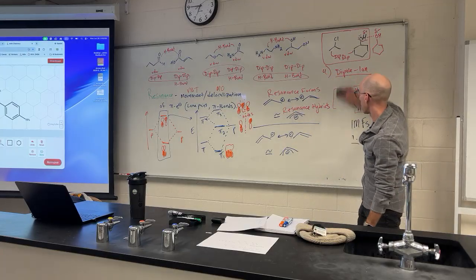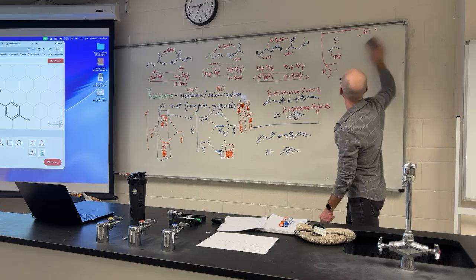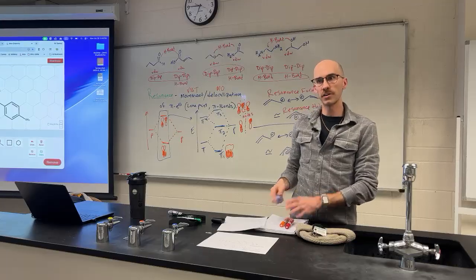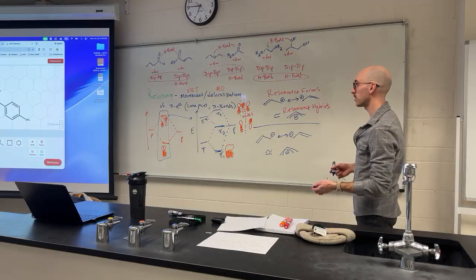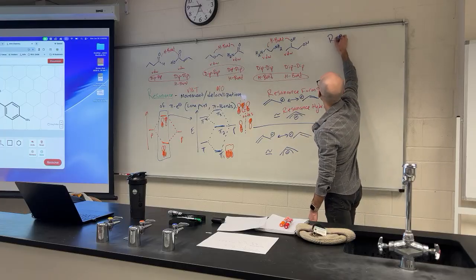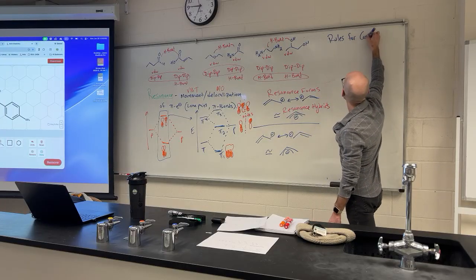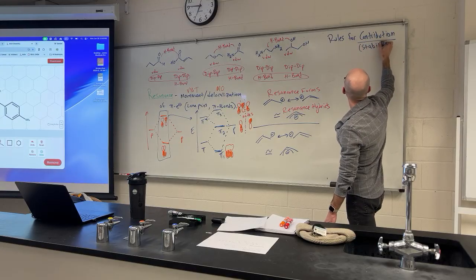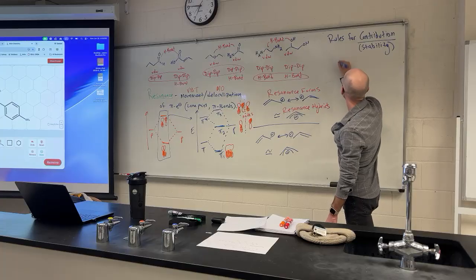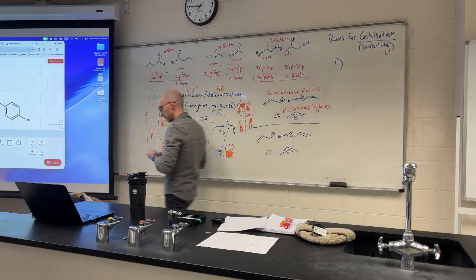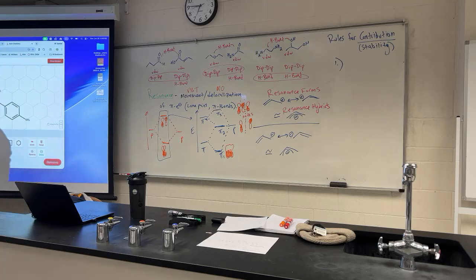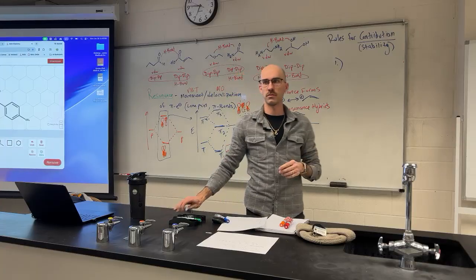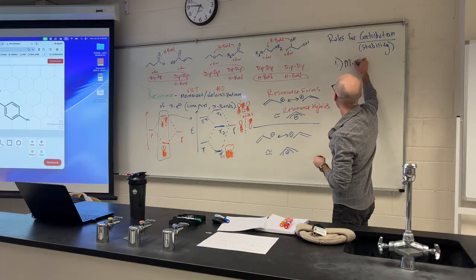Not all resonance forms are equal to each other. So we have rules for ranking and understanding the stability and the contribution of resonance forms. Three rules. Rule number 1, minimize charge. Have the least amount of charge possible in your structure.